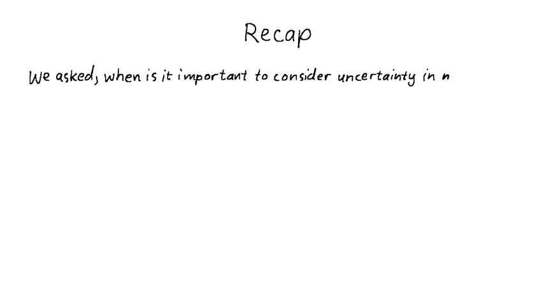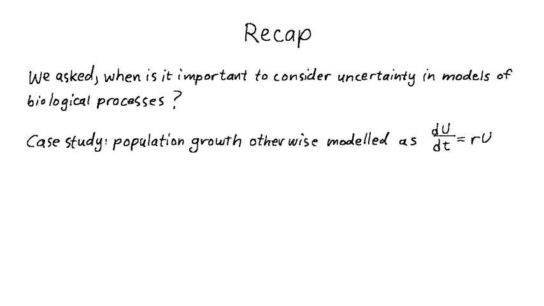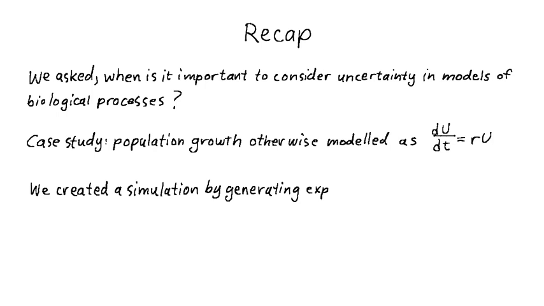Let's now take a moment to recap. At the beginning of the video, we asked, when is it important to consider uncertainty in models of biological processes? This is a pretty big question, so we could only address it in part, and we did this with a case study. We focused on population growth that could otherwise be modeled using a simple differential equation. Instead of a differential equation model, though, we created a simulation by generating exponentially distributed random variables.